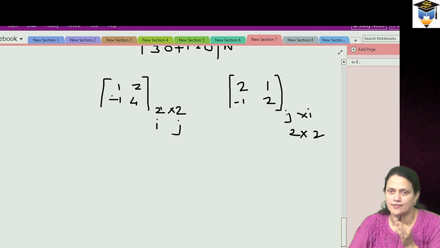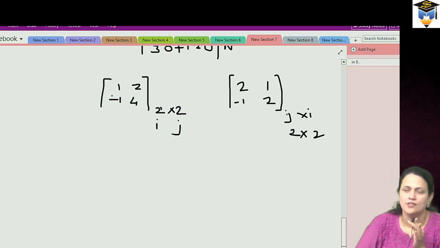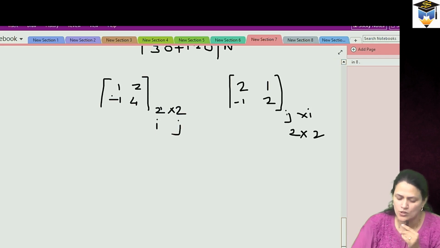Square matrix. In that case we will say A is equal to minus A transpose. That condition is there for skew symmetric. Yes, for skew symmetric. Understood?